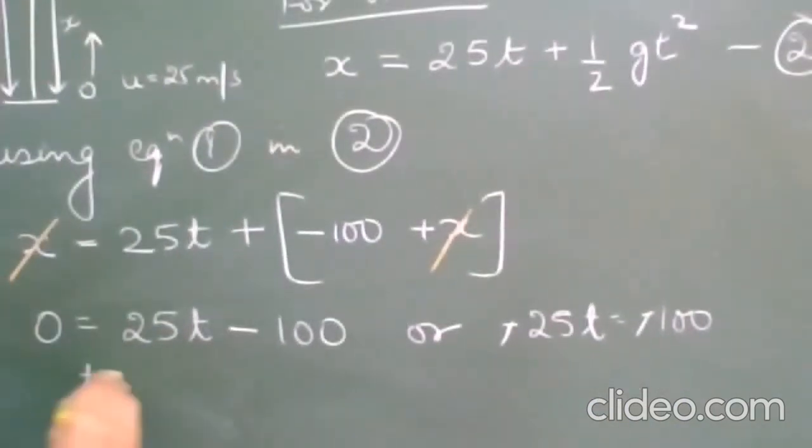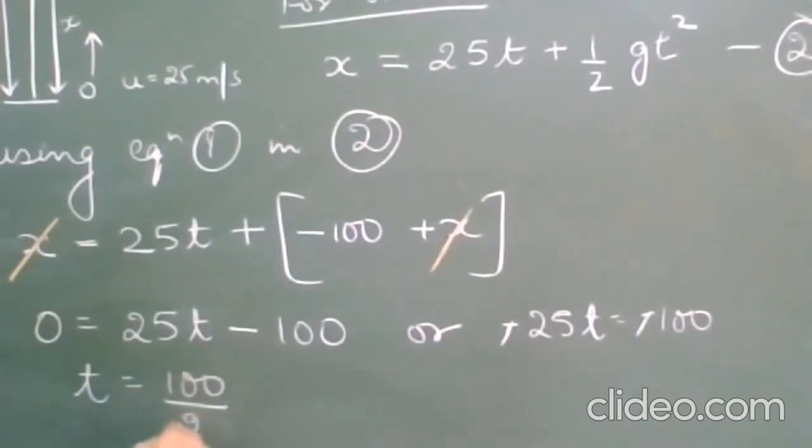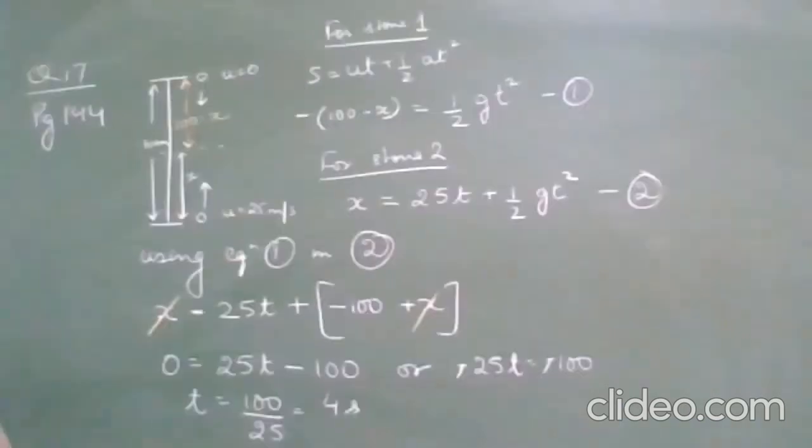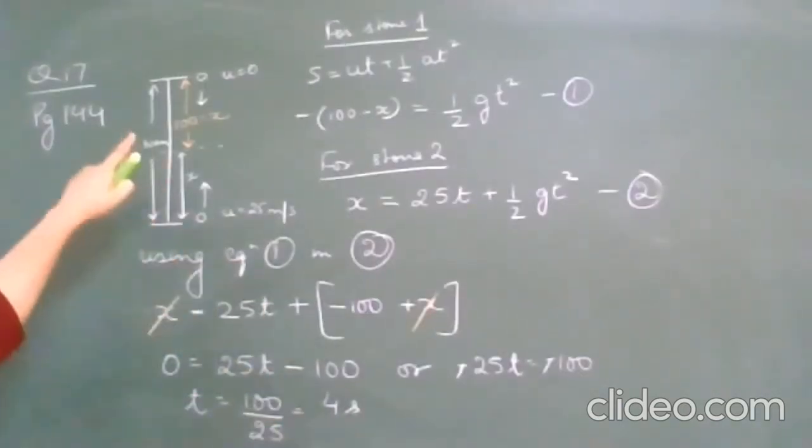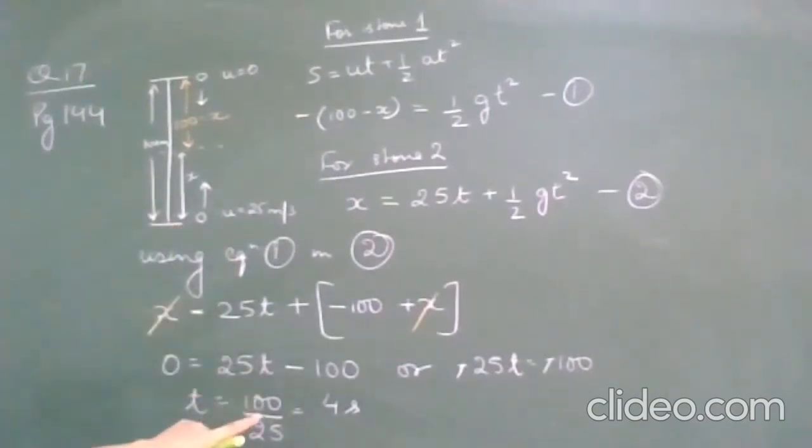Okay, t will be 100 divided by 25, which is 4 seconds. So this means after 4 seconds of the start of the motion of both these stones, they are going to cross each other. So we have calculated that after 4 seconds of the start of the motion of both these stones, they are going to cross each other.